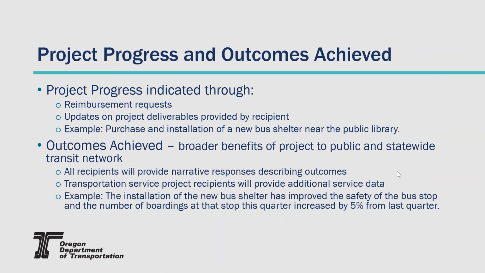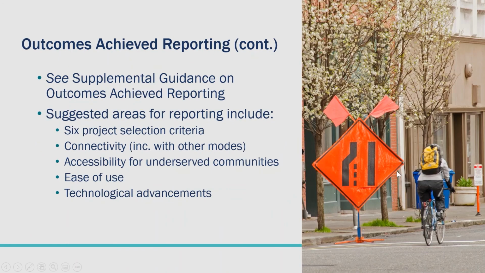So I have an example that matches the example I had for project progress. The outcomes achieved example here would be that the installation of that new bus shelter improved the safety of the bus stop, and the number of boardings at that stop that quarter increased by 5% from the last quarter.